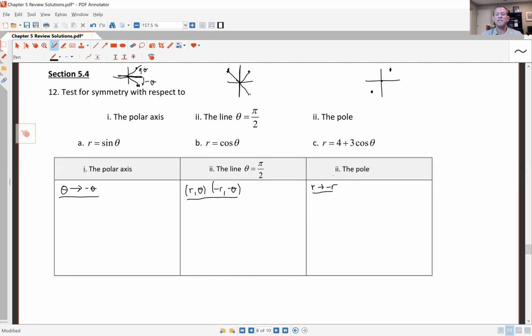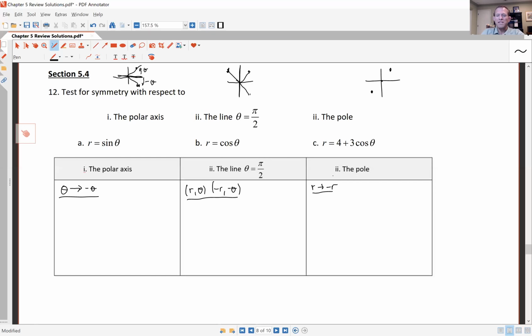If you make those changes and the equation remains unchanged, then you're guaranteed to have symmetry about that particular one. If it changes the equation, no longer the same as the original one, then all you can say is that it may or may not have symmetry. It still can have it, but the test is inconclusive.